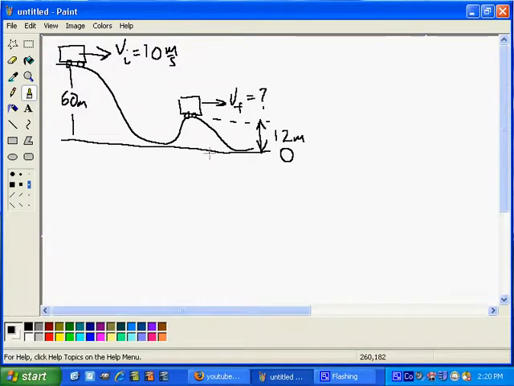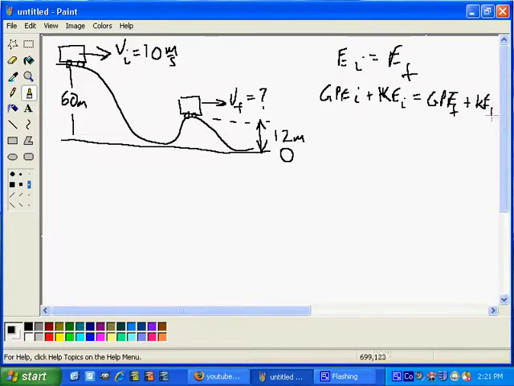Okay? In order to do this, we're going to use the concept of initial energy equals final energy. And initially, we have two types of energy at this location. We have gravitational potential energy, and we also have kinetic energy. And finally, we also have both also: gravitational potential energy final plus kinetic energy final.